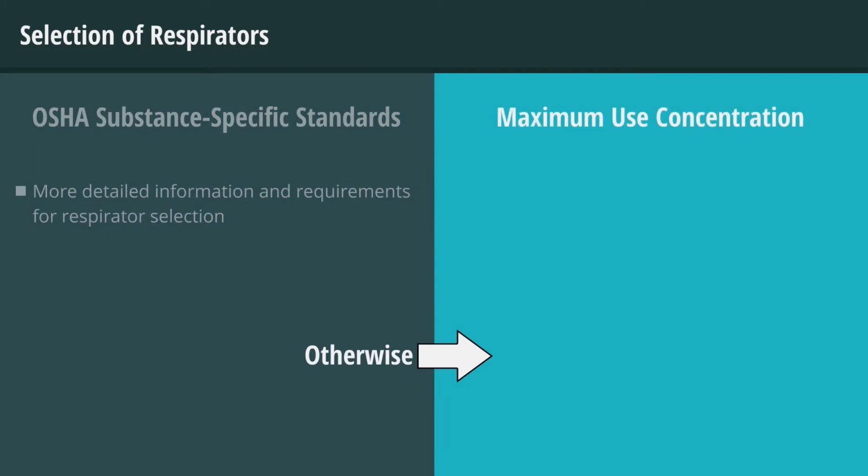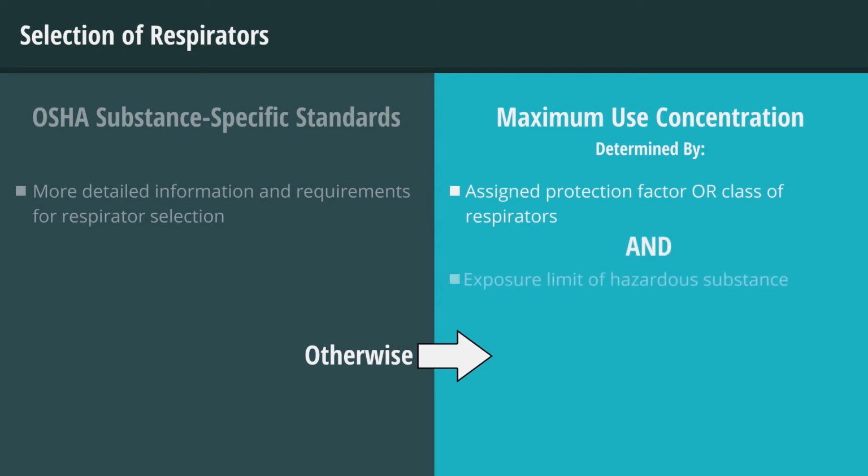Some OSHA substance-specific standards include more detailed information and requirements for respirator selection. Otherwise, the maximum use concentration of a hazardous substance from which an employee can be expected to be protected when wearing a respirator is determined by the assigned protection factor or class of respirators and the exposure limit of the hazardous substance.